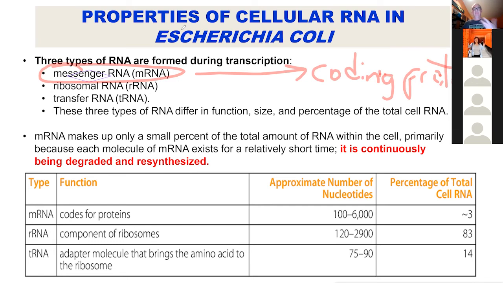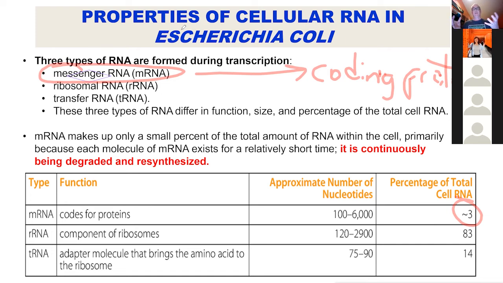But notice that in E. coli, which is just the bacteria that scientists have been using for genetic studies for about 150 years, only about 3% of the total RNA in E. coli is messenger RNA. Why is that? Well, it really only exists for a pretty short time because it is regulated. It's regulated at the point of being made, so you only make messenger RNA when you need it. And then it's regulated again by how long its life is.